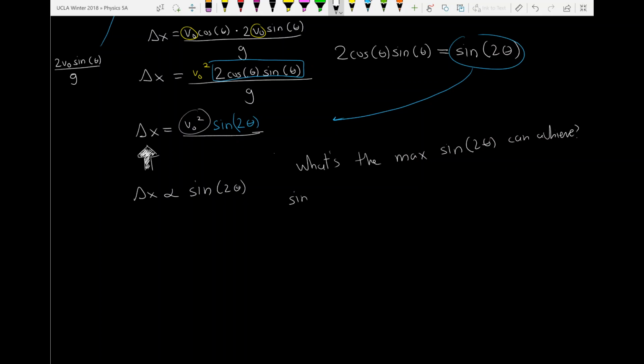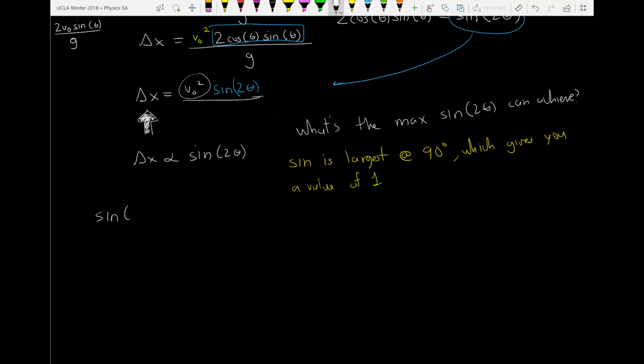Well, sine in general, I'll write in a different color. This is getting a little not neat. So sine is largest at 1. Sorry, not at 1. It's largest at 90 degrees, which gives you the value of 1 in the unit circle. So when is sine of 2 theta equal to 1? Or better yet, it's when is 2 theta equal to 90 degrees? Well, that's when theta is 45 degrees.